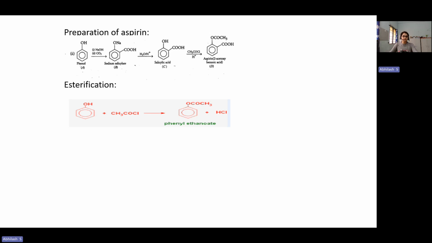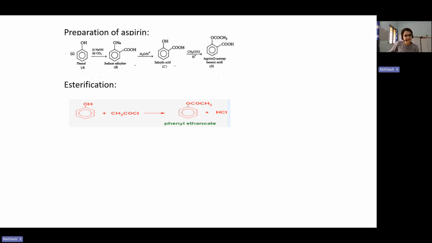Let's discuss one of the most important reasons why we study these phenol preparations: there is a preparation of aspirin from phenol. Let's discuss the preparation of aspirin. When phenol reacts with NaOH and CO2, it leads to the formation of sodium salicylate. When this sodium salicylate reacts with water in an acidic environment, it leads to the formation of salicylic acid. I already discussed this in the Reimer-Tiemann reaction.